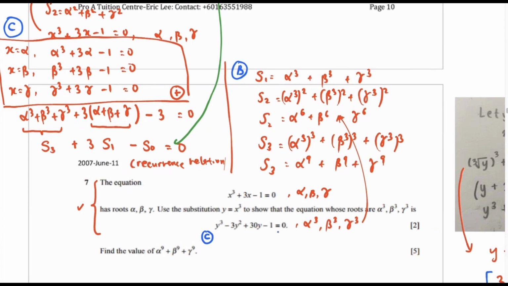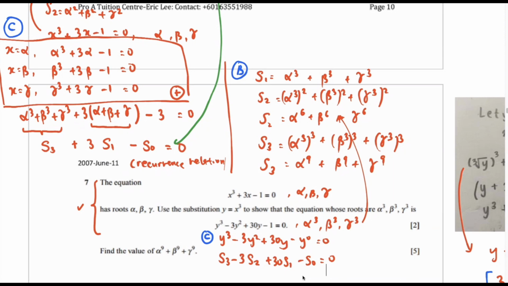If I have this, let me rewrite again. So this is y cubed, 3y squared, 30y, minus y0 equal to 0. So I'm going to change it to recurrence relation straight away. S3, 3S2, 30S1, S0 equal to 0. So I can get the recurrence relation straight away from the equation. So that is the thing, which is kind of helpful.